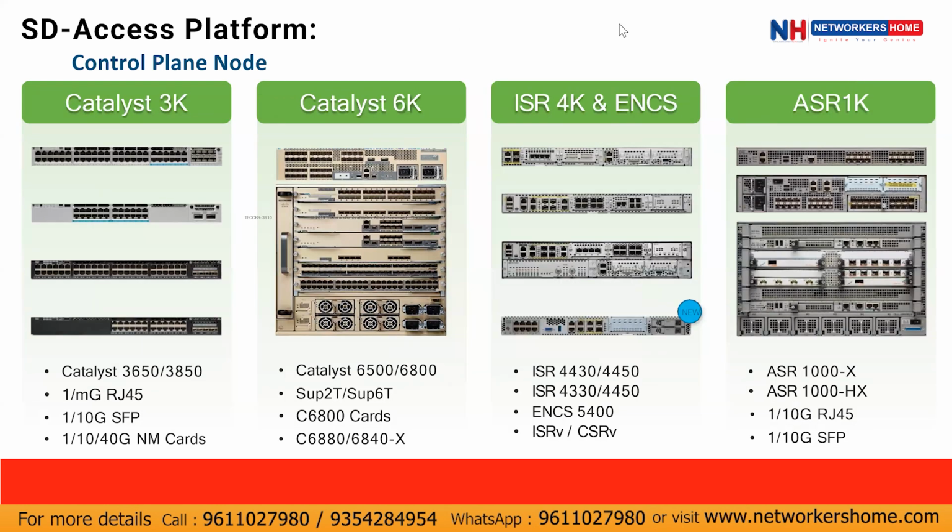You have the Catalyst 3K and the Catalyst 6000, which is 6500 or 6800, most of which are in VSS, and I've seen this in most networks. Even the ISR 4000 series can be used as a control plane node. The ISRv and CSRv can also be used. The ASR 1K as well, but using a chassis for the control plane depends on your requirement, how expanded your network is. Based on that, you can decide which specific platform to go ahead with. So this was all about control plane nodes.